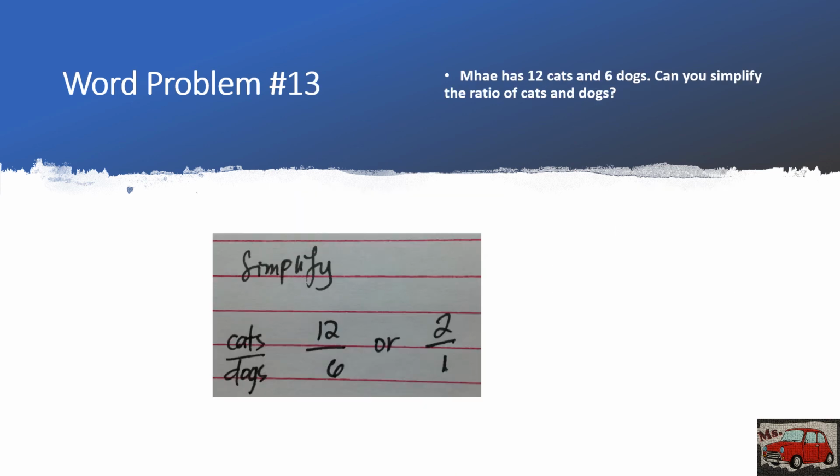Okay? May has 12 cats and 6 dogs. Can you simplify the ratio of cats and dogs? Okay. So, simplify means just get the lowest term. So, ang ratio natin, since we have 12 cats and 6 dogs, so that is 12 is to 6 or 12 over 6. So, to simplify that, we just need to get the lowest term of 12 over 6, and that is 2 over 1. So, pwede mo ring isulat yan na 2 is to 1. Okay? So, ibig sabihin, in every one dog, there is 2 cats.